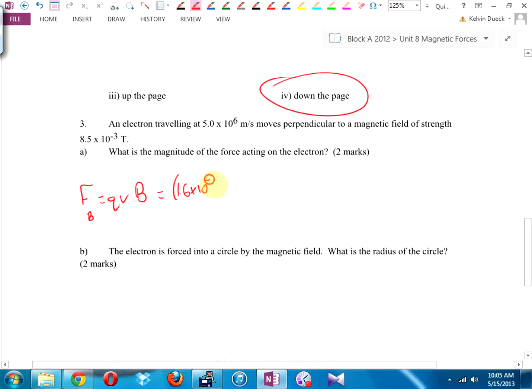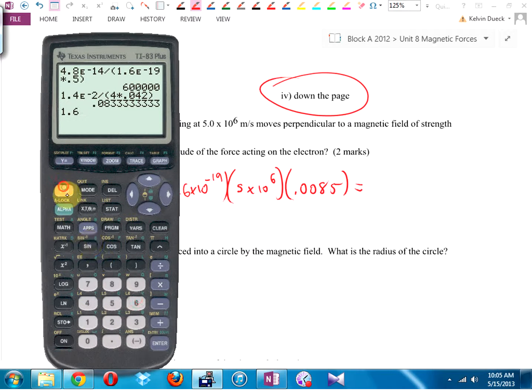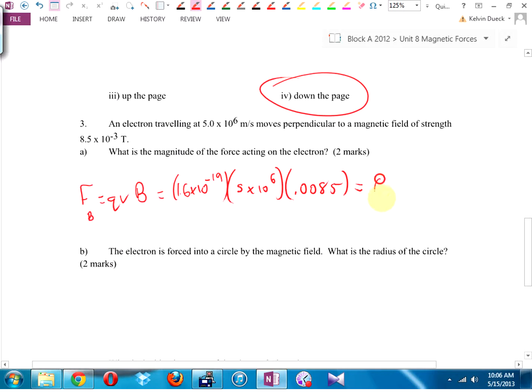1.6 times 10 to the negative 19. Speed, 5 times 10 to the 6th. B, 0.0085 or 8.5 times 10 to the negative 3, but that was quicker to type on my calculator. Times 5, scientific notation button 6 times 0.0085. Do you get 6.8 times 10 to the negative 15? Going once, going twice. Yep.